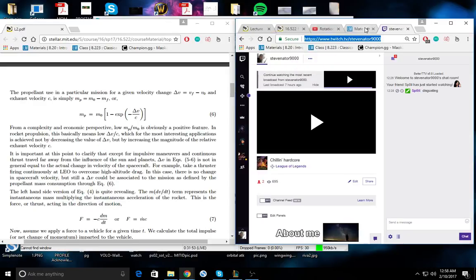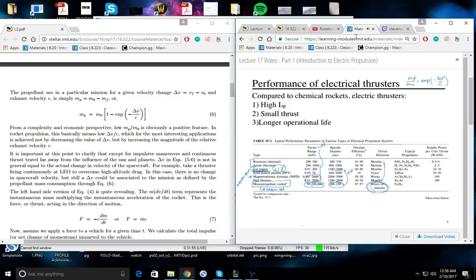On the other hand, chemical rockets operate for very short times, of the order of minutes or hours, whereas electrical thrusters operate for months or even years continuously. So very different operation, very different propellants used. For chemical, we use hydrazine for a monopropellant rocket. For electric, we typically use noble gases, xenon, argon, things of the sort. So basically, they serve very different missions.